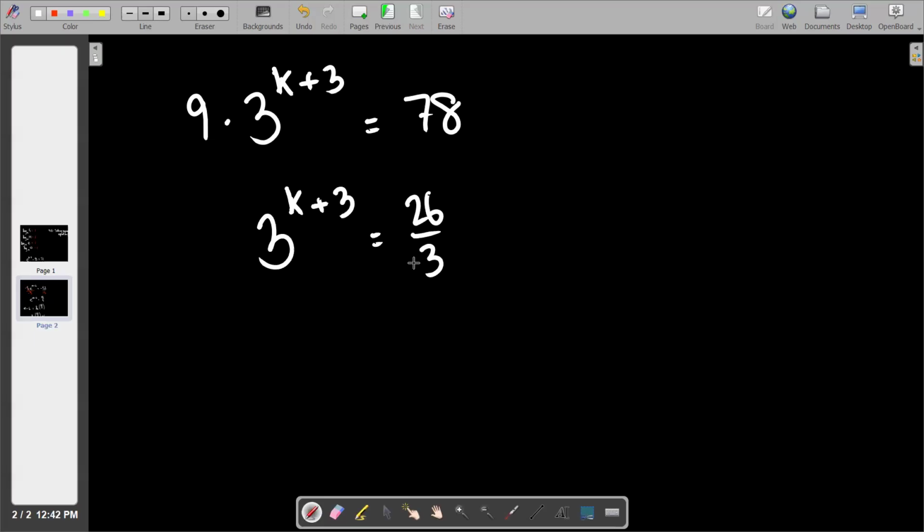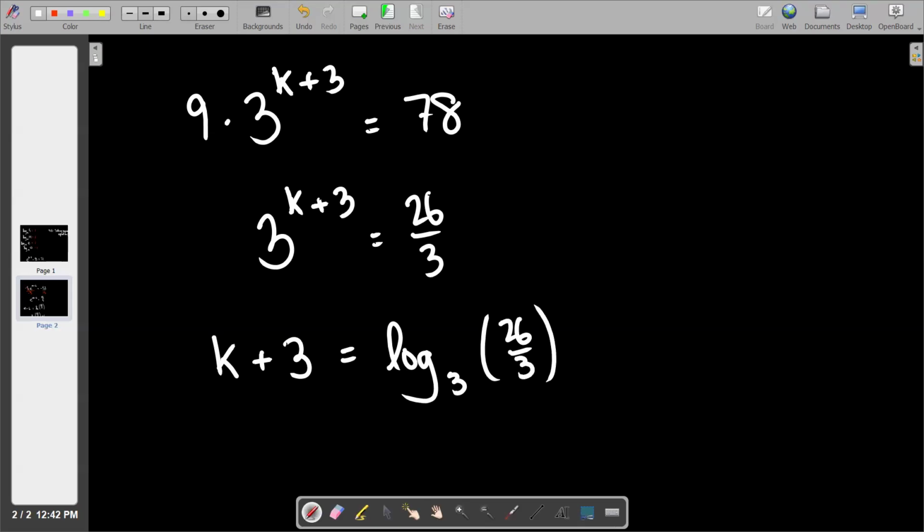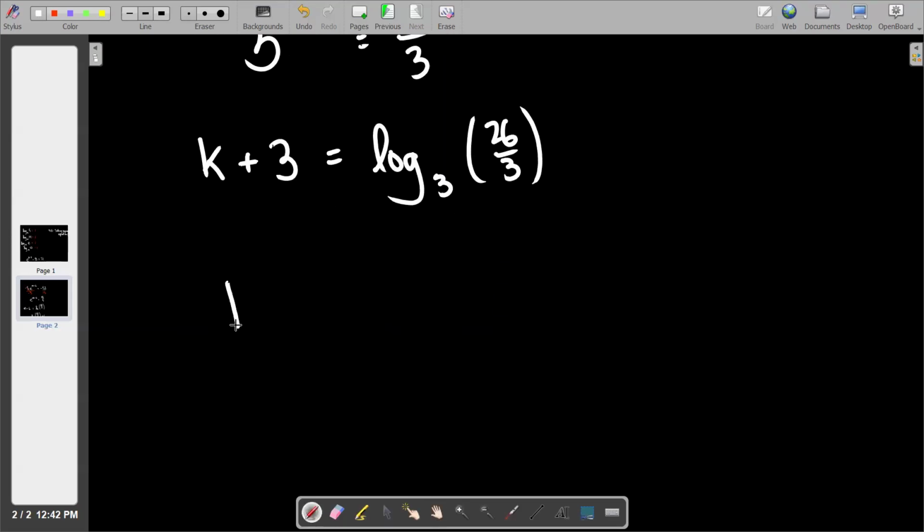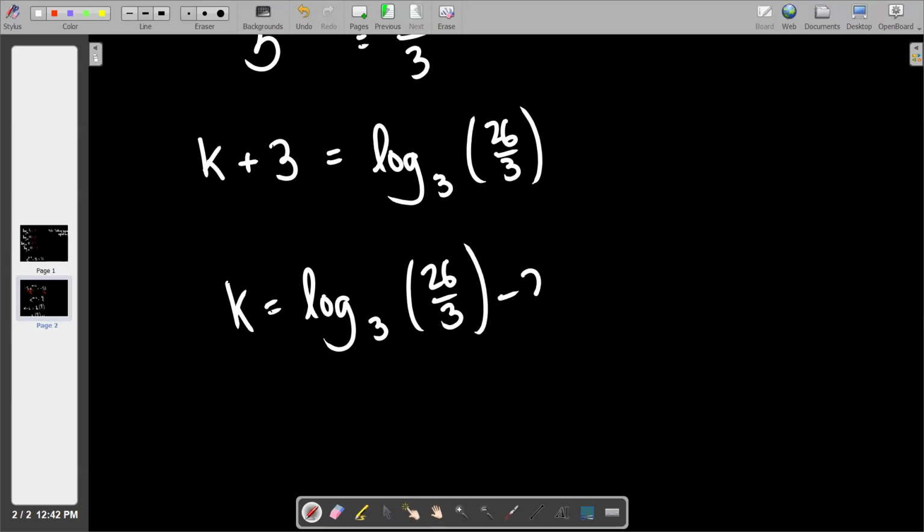What kind of log are we going to do? Base 3. Everybody good with that? A log with a base of 3 will accomplish our objective. So we're going to bring down the k plus 3. We're going to attach it to a log base 3 of 3, which would go away anyways. And then what's the right side going to say? Nice. So our final answer is k equals log base 3 of 26 thirds minus 3.